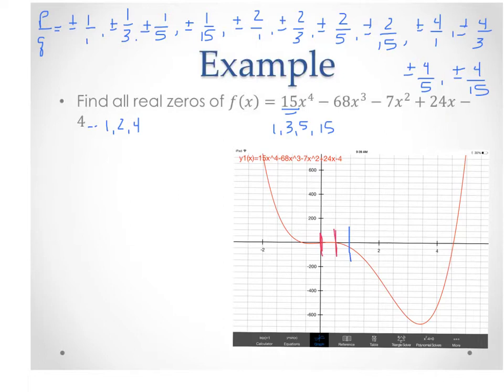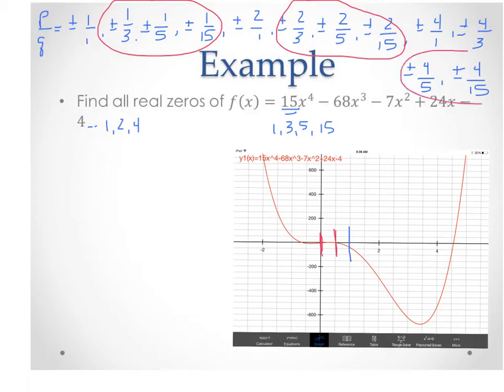So if we look at the ones that are between 0 and a half, you got these 3 right here. You got these right here. And you got these over here. So really it's just where do you want to start? And so, let's start with 2/3. So we're going to do 15, negative 68, negative 7, 24, and negative 4. And we're going to see if 2/3 is the right answer.